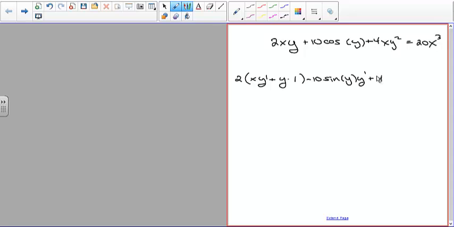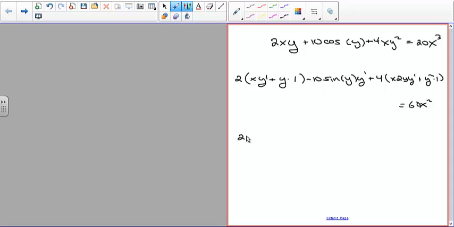Then here we have 4 times the derivative of this product, so it's the first term times the derivative of the second. Again, you add the y prime when you take the derivative of y squared. And then you have the second term times the derivative of the first. And then on the right-hand side, it's just normal differentiation because it's x, so you get 60x squared. So let's multiply all these out.